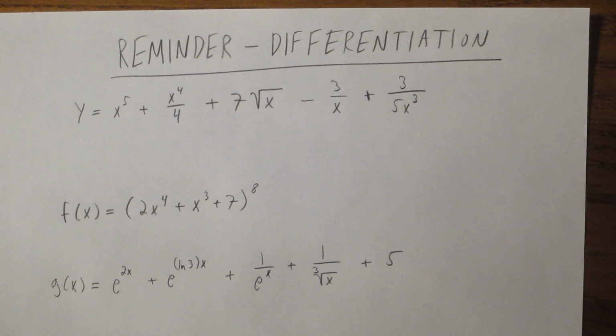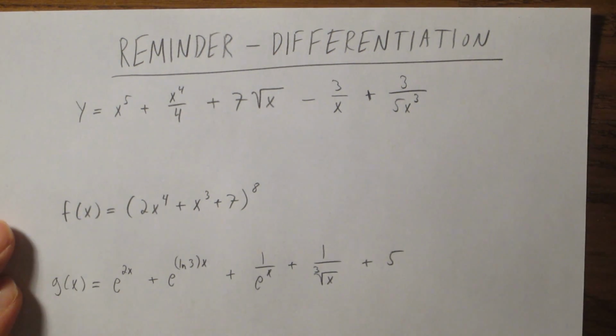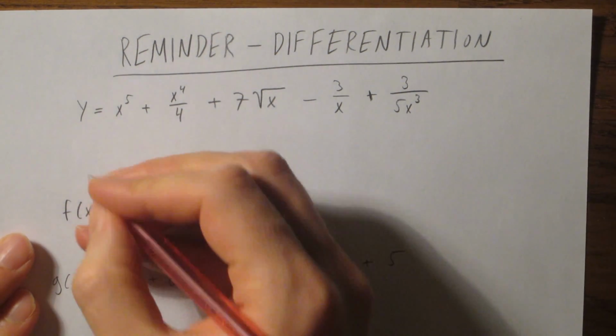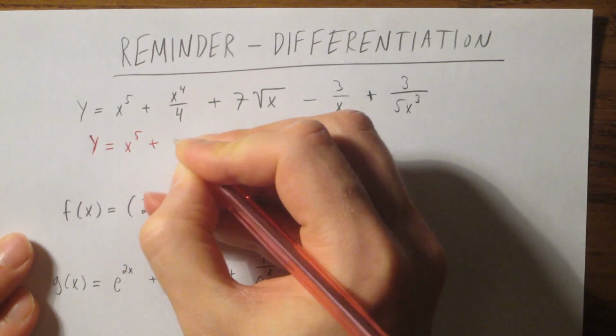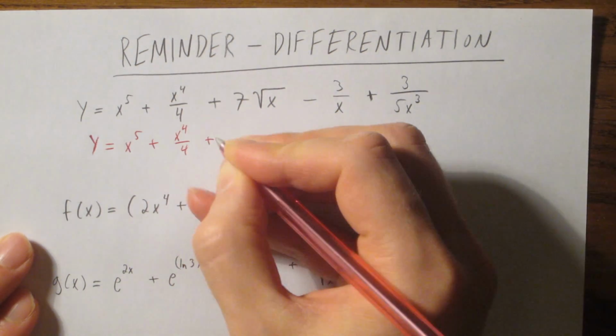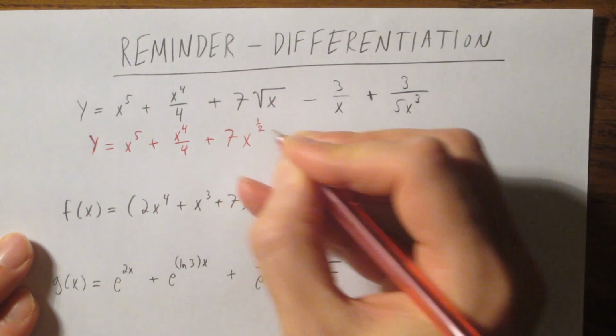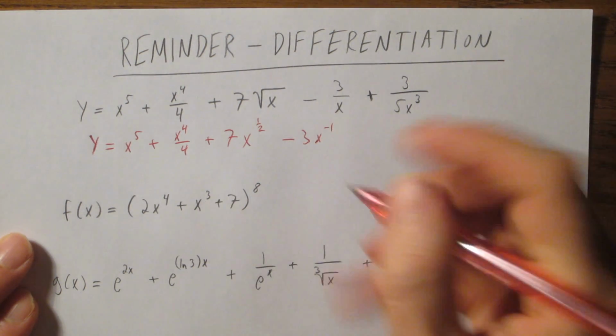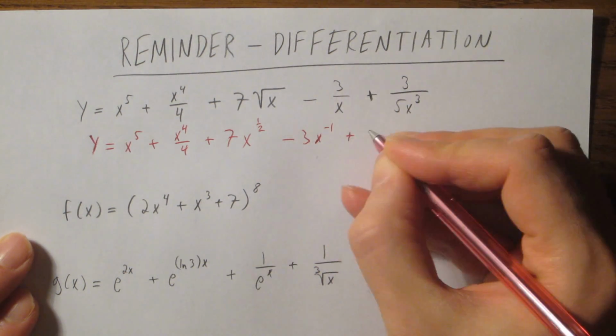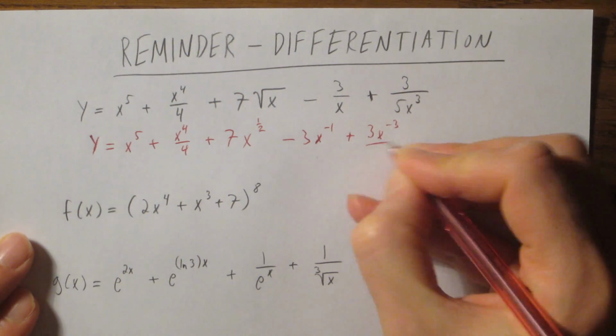First, a reminder about differentiation. When we do calculus with root signs or often with denominators, you want to rewrite your function before you really do anything. So here we use that the square root of x is x to the power of a half, and 3 over x is rewritten as 3 times x to the power of minus 1, and the same thing here.